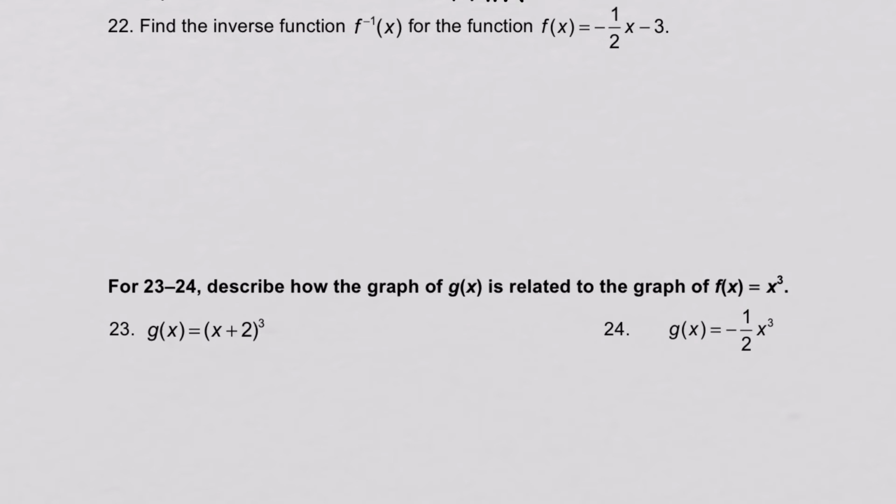Okay, number 22, it says find the inverse function, f inverse, for the function f of x equals negative 1 half x minus 3. Let's go through the steps of finding the inverse function. First thing I'm going to do is replace f of x with y. So what I write is y equals negative 1 half x minus 3. Then the next step is to flip the x with the y. So I'm going to reverse x with y. This is x now.